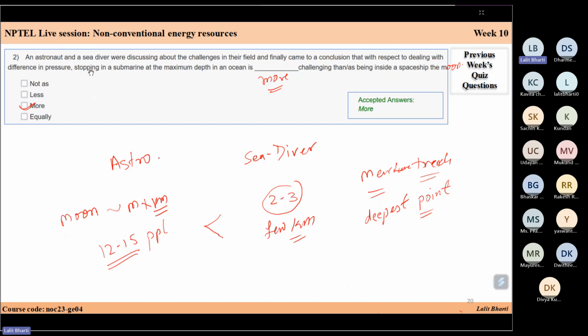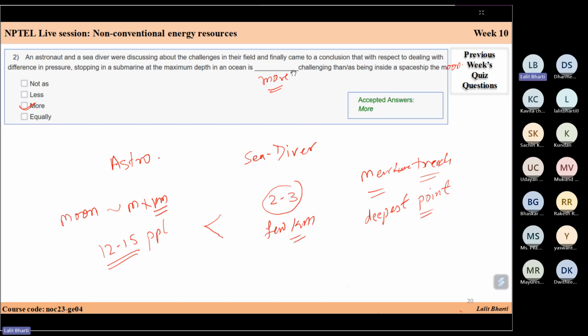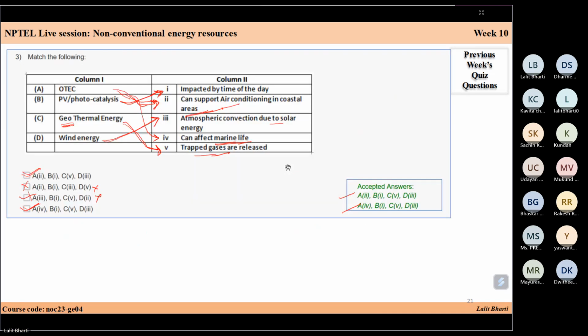So the statement is just a comparison, and it is an example that a lot of things need to be investigated under the sea after this kilometer range. So it will be more challenging than a spaceship on the moon, because we need to take care of very high temperature and very high pressures inside the sea.